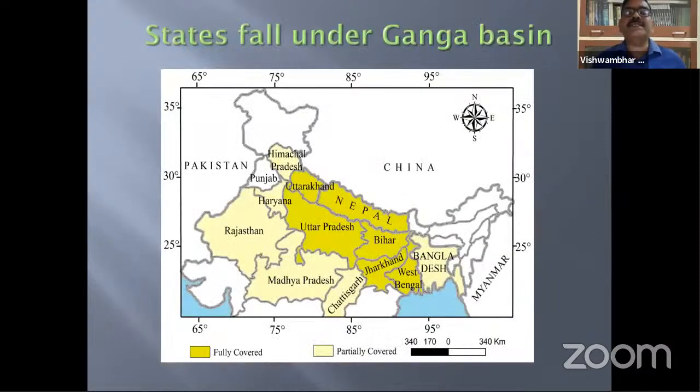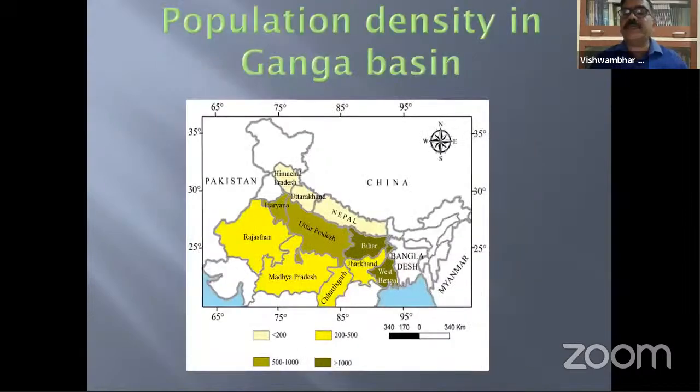If you see the states that fall under the Ganga river, it is very clearly shown that fully covered are Uttar Pradesh, Uttarakhand, Nepal, Bihar, Jharkhand, and West Bengal. And then partially covered are Himachal Pradesh, Haryana, Rajasthan, Madhya Pradesh, Chhattisgarh, and Bangladesh. Because I want to show something about a holistic picture of the Ganga, I'm not going deep into it.